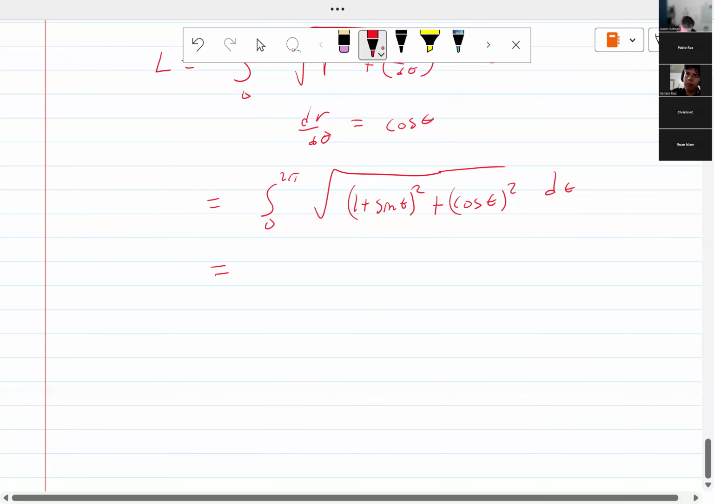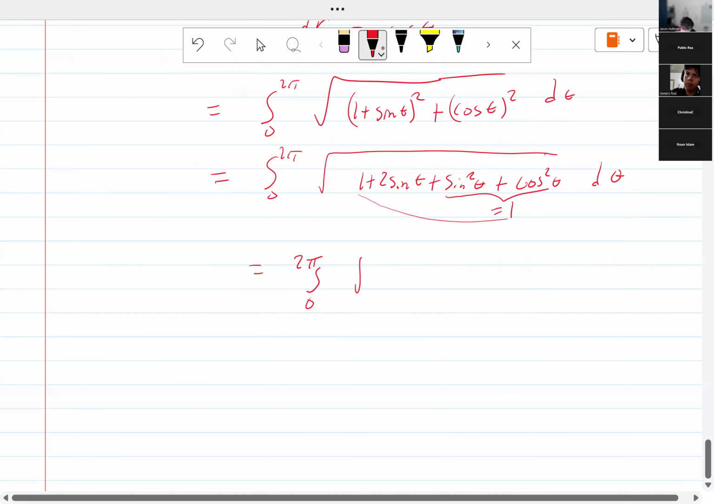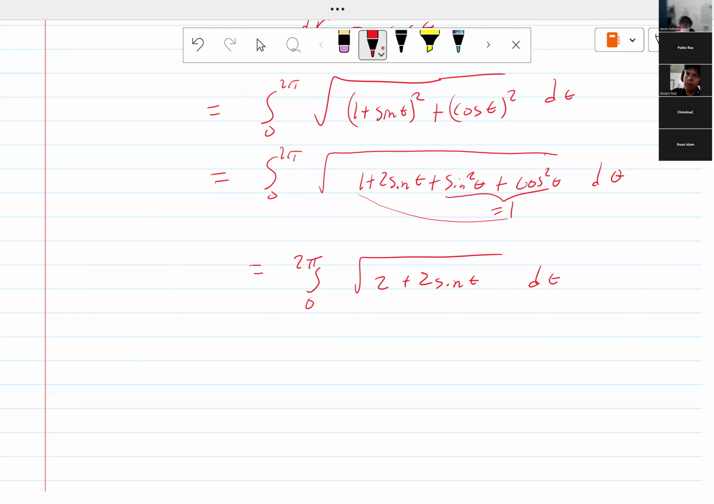So this is going to be equal to 0 to 2 pi. I'm going to square this out: 1 plus 2 sine theta plus sine squared theta plus cosine squared theta d theta. Well, the sine squared and the cosine squared become 1. So that's going to combine with this 1, and so that's just going to be 2. So this is 0 to 2 pi of the square root of 2 plus 2 sine theta d theta.